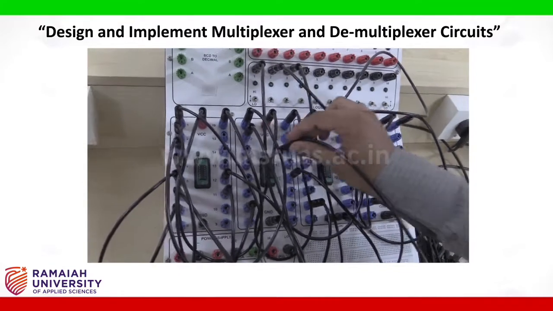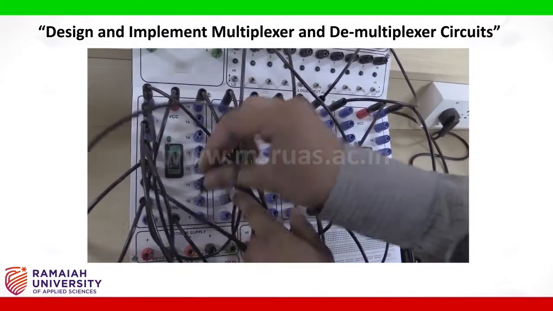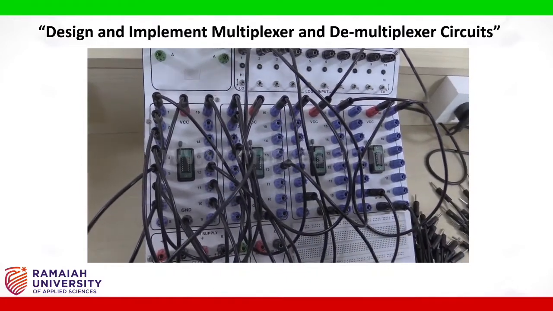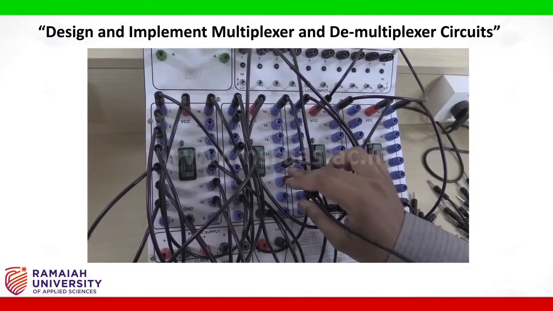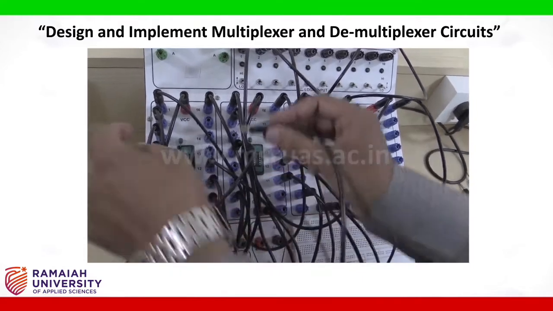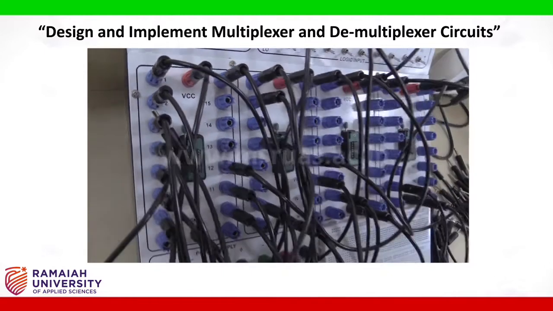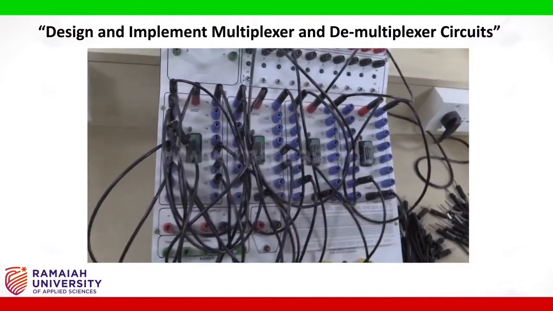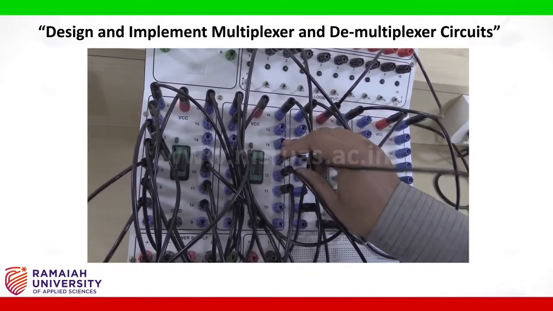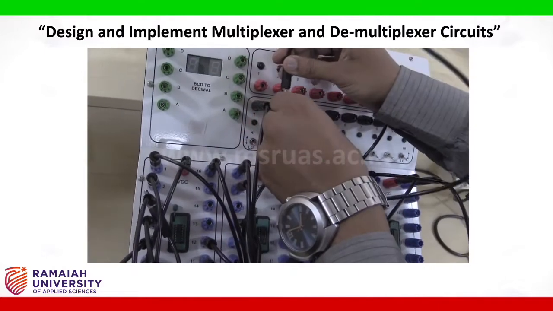Pin number 4 is connected to pin number 8 of the 2 input NAND gate. Pin number 9 of 4 input NAND gate is connected to pin number 3 of the 2 input AND gate, that is here. Pin number 10 of the 4 input NAND gate is connected to S0 directly. So this is S0, I am connecting it here directly.